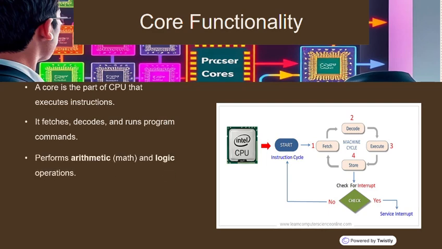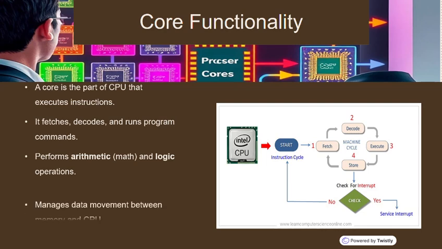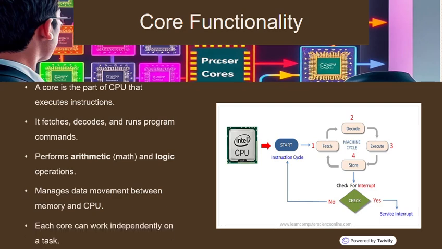First, the core fetches an instruction from memory. Then it decodes that instruction to understand what needs to be done. Next, it executes the command, which can be a calculation, a logic decision, or moving some data. Finally, it stores the result back into memory. Each core is capable of doing arithmetic, logical operations, and handling data movement. Since every core can work independently, having more cores means the computer can handle more work at the same time.